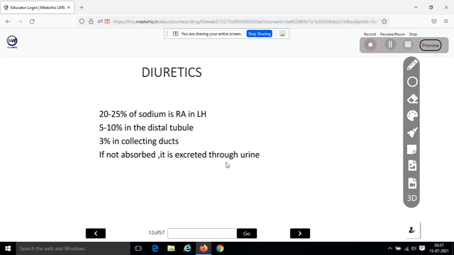20 to 25% of sodium reabsorption occurs in the loop of Henle, 5 to 10% in the distal tubule, and 3% in the collecting duct. If it is not absorbed, then it is excreted through urine.